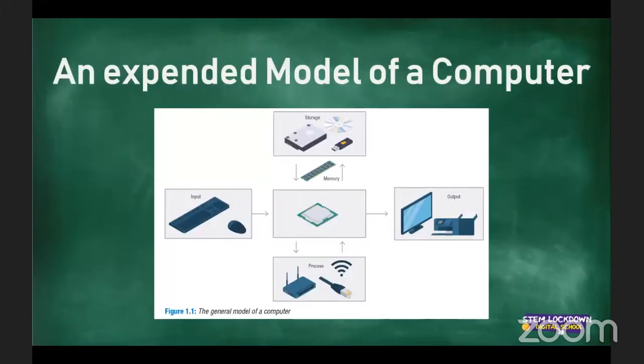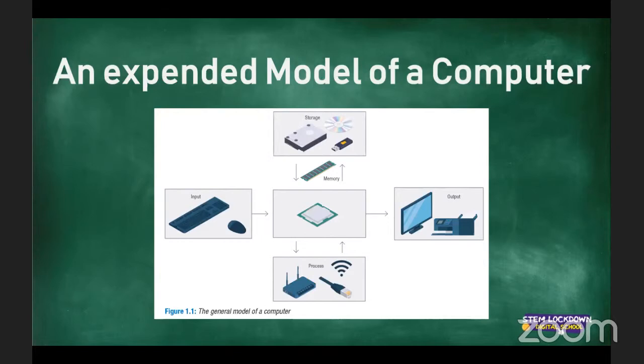But we get something that looks like this. This is an expanded model. Although we normally oversimplify this model in terms of input, processing, and output, there is an idea that we need to remember. We need to also remember that this input, processing, and output cannot exist without some sort of memory and storage. So let's look at how this works.